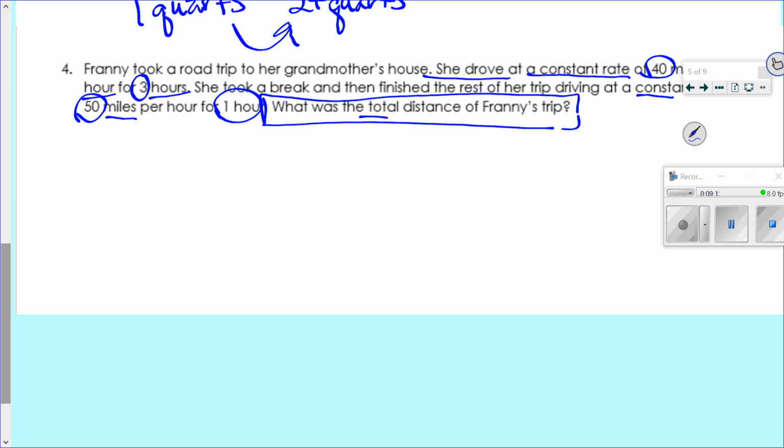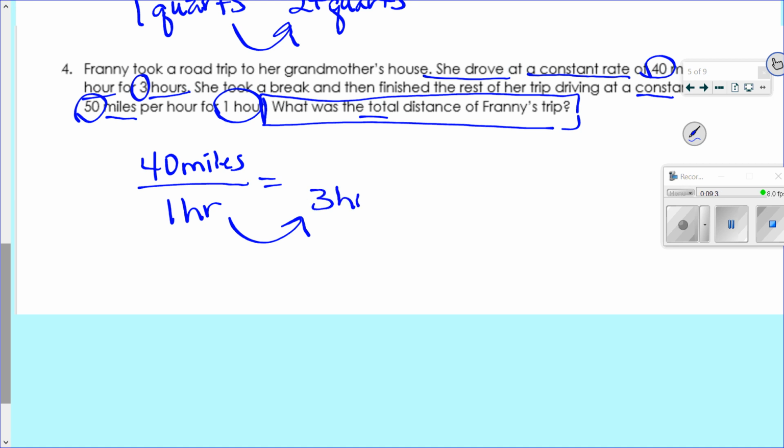Okay, so first part of the trip, what did she drive? Talk to me. Okay, 40 miles per hour, right? And then how many hours did she drive? 3 hours. So what do we need to do, Angela? Good. So times 3. What's 40 times 3? 120. That's it? Just 100? Ah, I heard it. Good.